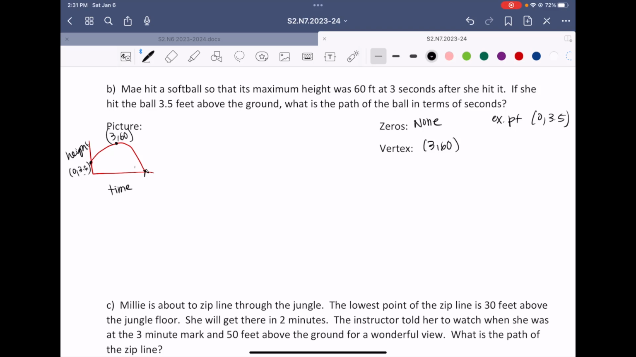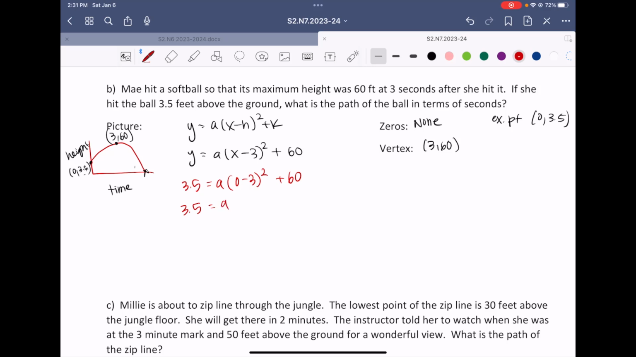So we have to use vertex form. That's the only thing that we're given. Here we go. Vertex form looks like this. Y equals a times x minus h squared plus k. What do we know? Y equals a times x minus h, which is the x part of the vertex, plus the y part of the vertex. Plug in what we know. 3.5 equals a times 0 minus 3 squared, which 0 minus 3 is a negative 3.